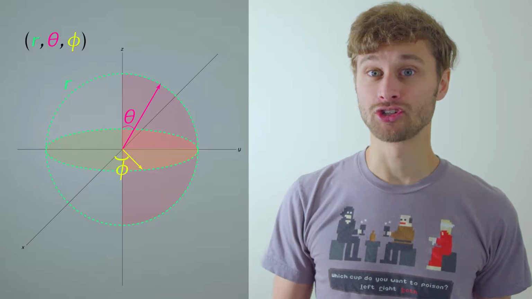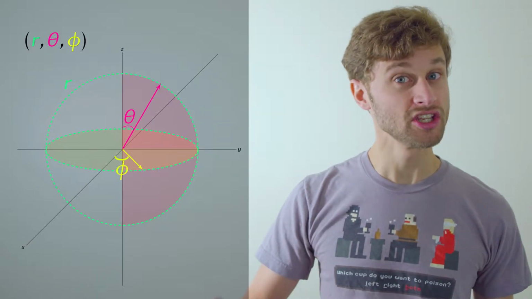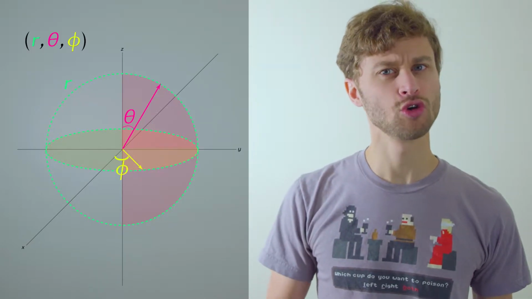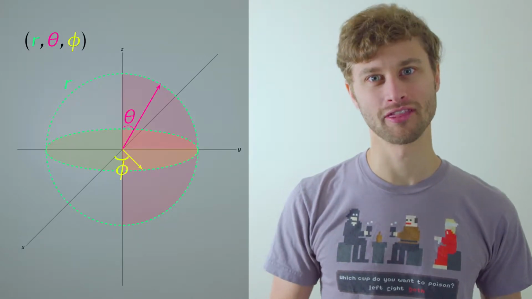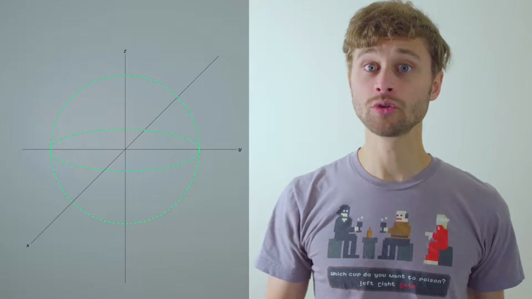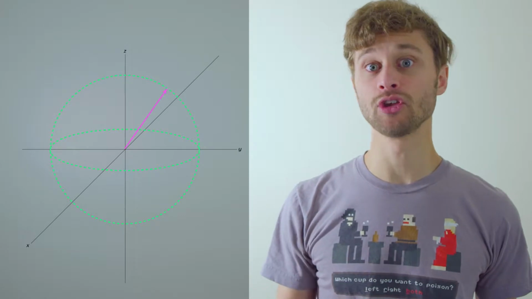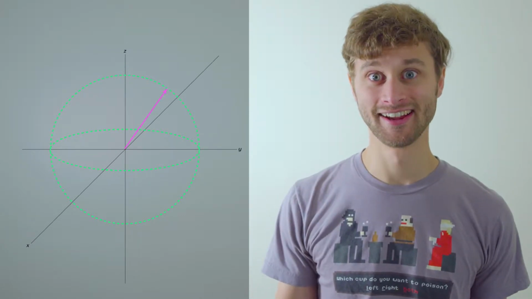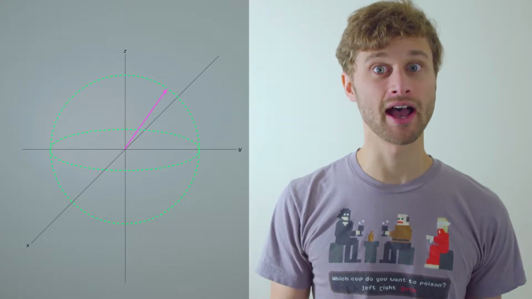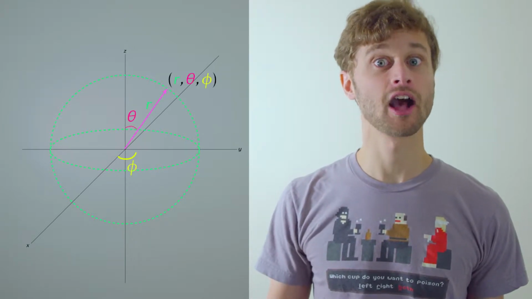Sometimes, depending on who you talk to, theta and phi are switched in terms of what they mean, so just make sure that you're on the same page as your teacher or whatever you're working with. Okay, so now that we know these basic definitions, how do these relate to x, y, and z space? As usual, we're going to extend a line from the origin out to some point on a sphere of radius r, and that point is defined by r, theta, phi.